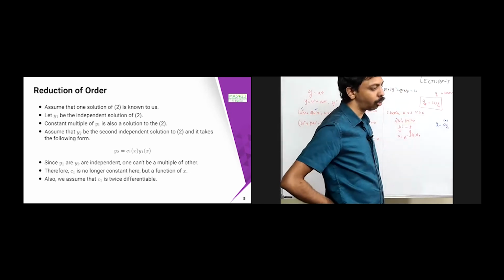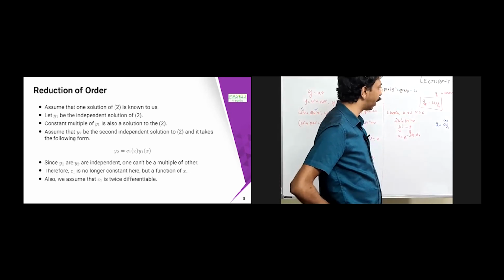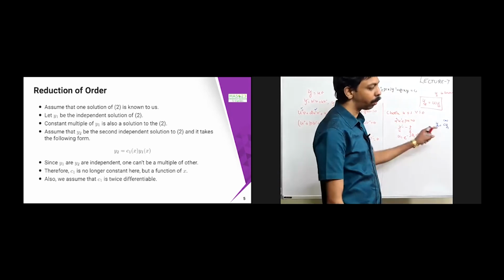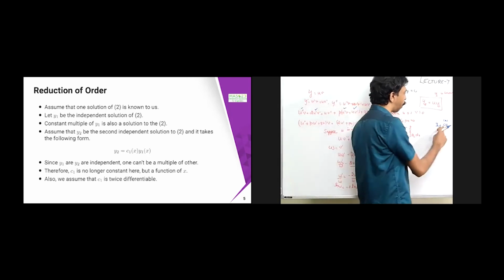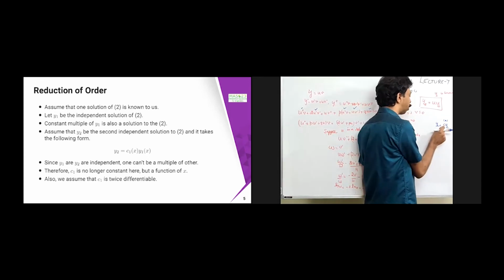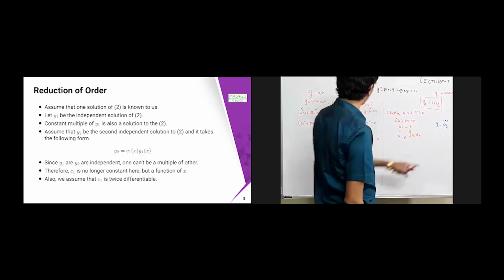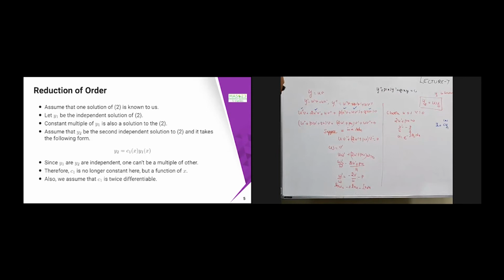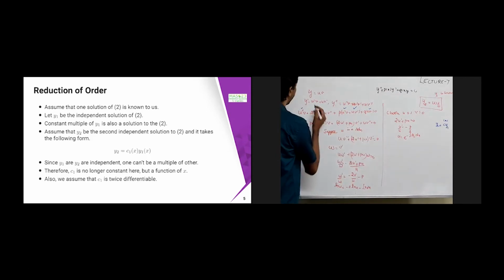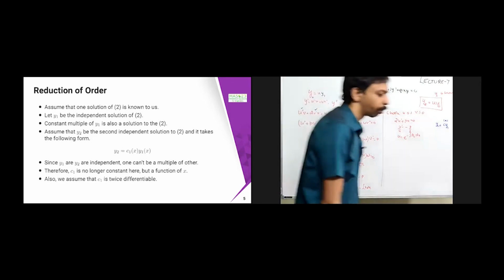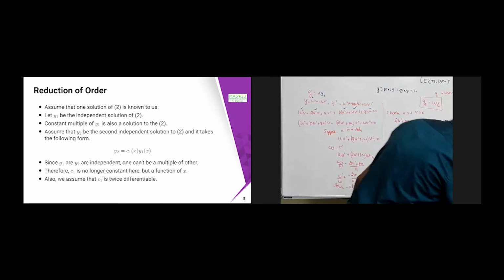So if such things are assumed, then we can check whether we can get the second solution or not. So if you assume that C is a function of x instead of a constant, and it is twice differentiable, then we are going to use it over here and find what the solution is going to be. So let us find that. Let us take y2 is equal to u y1, and then let us derive the same formula.